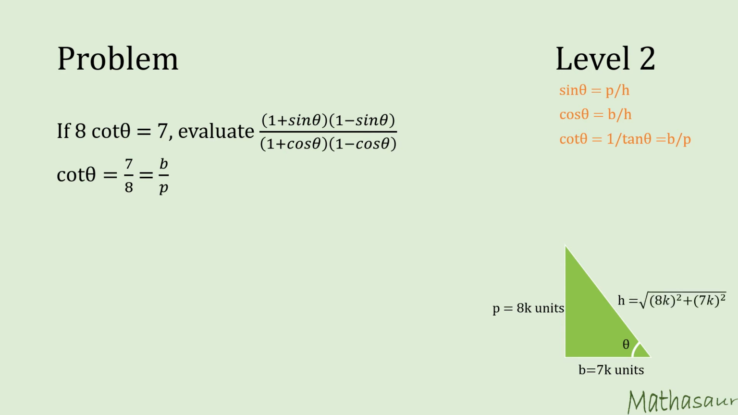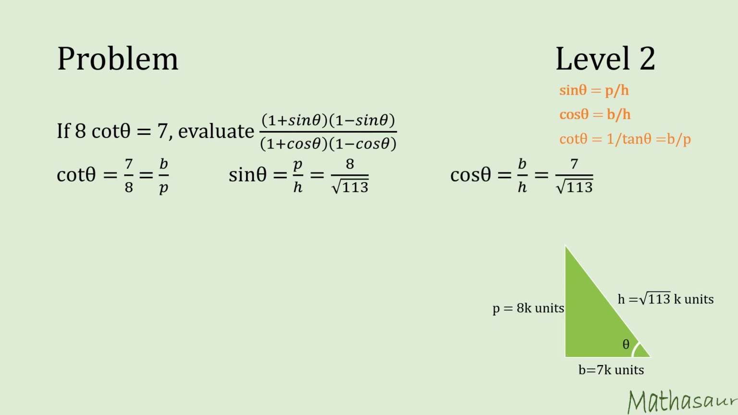Now we can once again apply Pythagoras theorem to find the hypotenuse in terms of k. H comes as square root of 113 times k units. Now let us apply the formulae for sin theta and cos theta. Now let us substitute the values of sin theta and cos theta in the given expression.